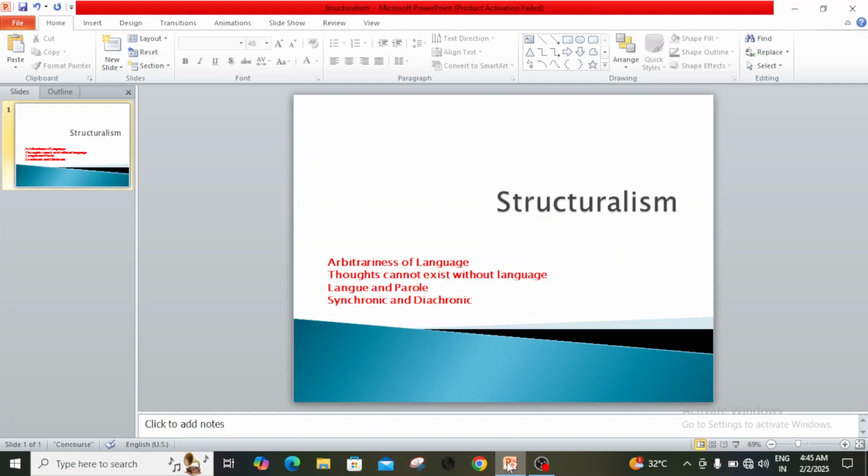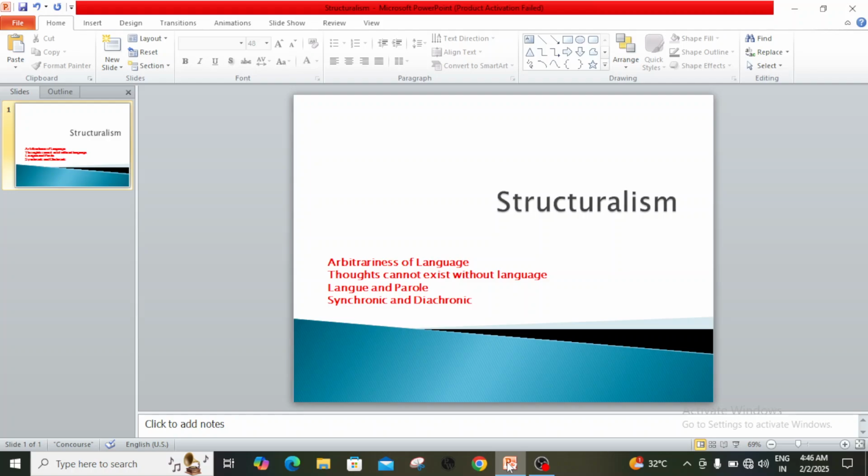And I'm going to explain some basic features of Saussurean structuralism. Those are the arbitrariness of language, thoughts cannot exist without language, langue and parole, synchronic and diachronic features of language, then signification and difference in the system of language. So the first feature is that the relation between signified and signifier is arbitrary, or the arbitrariness of language.